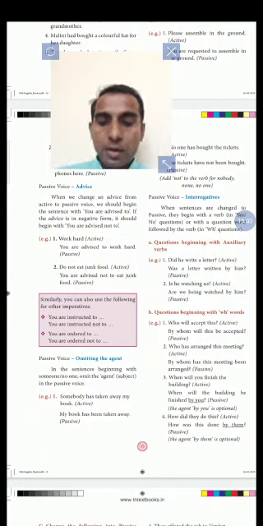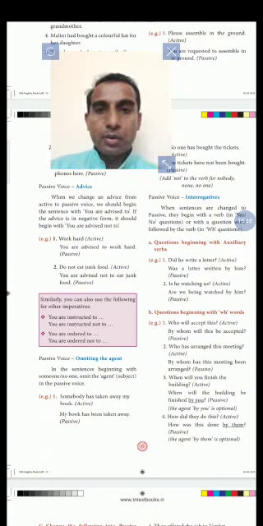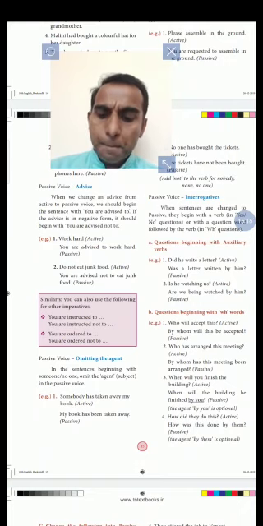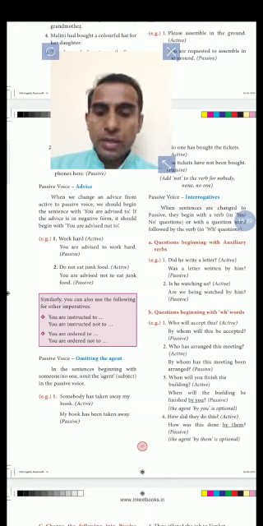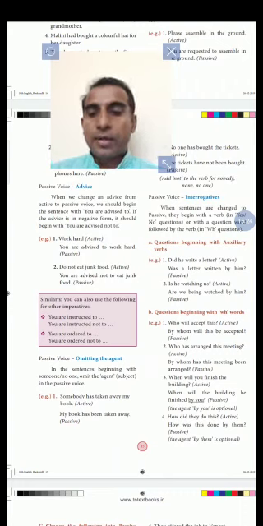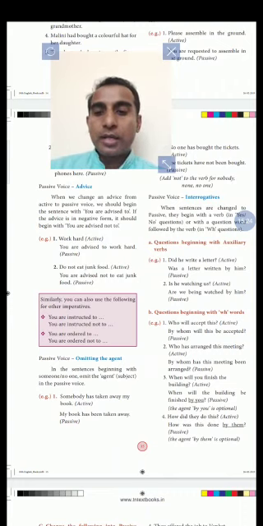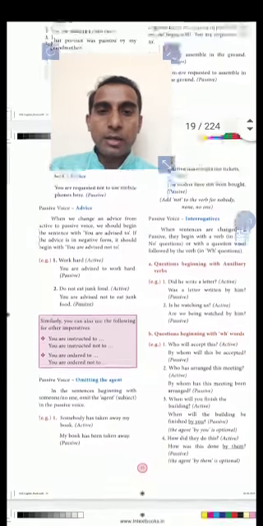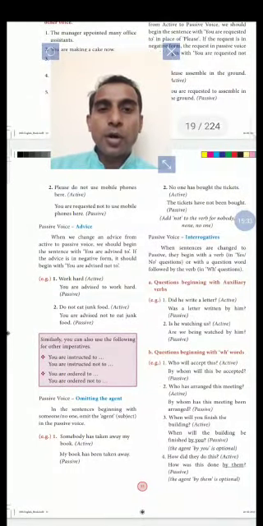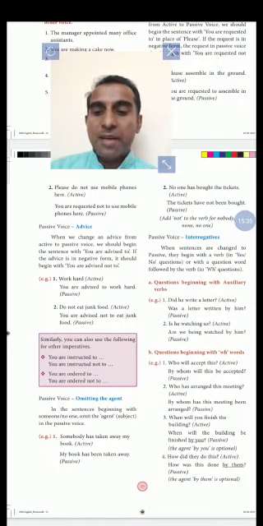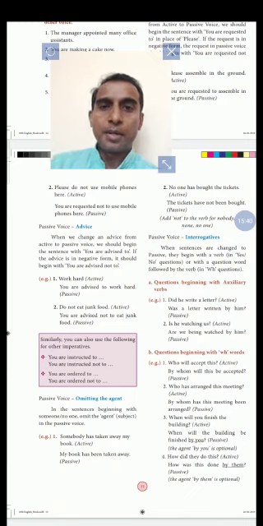Now, example. Somebody has taken away my book. So here you have to say, my book has been taken away by somebody. But you can ignore writing by somebody. It is not necessary. You can avoid that, omit that. My book has been taken away. It is understood. Or if it is in the negative, no one has bought the tickets. In the passive voice: the tickets have not been bought. You need not write by no one. That is not necessary. That's what omitting an agent is.